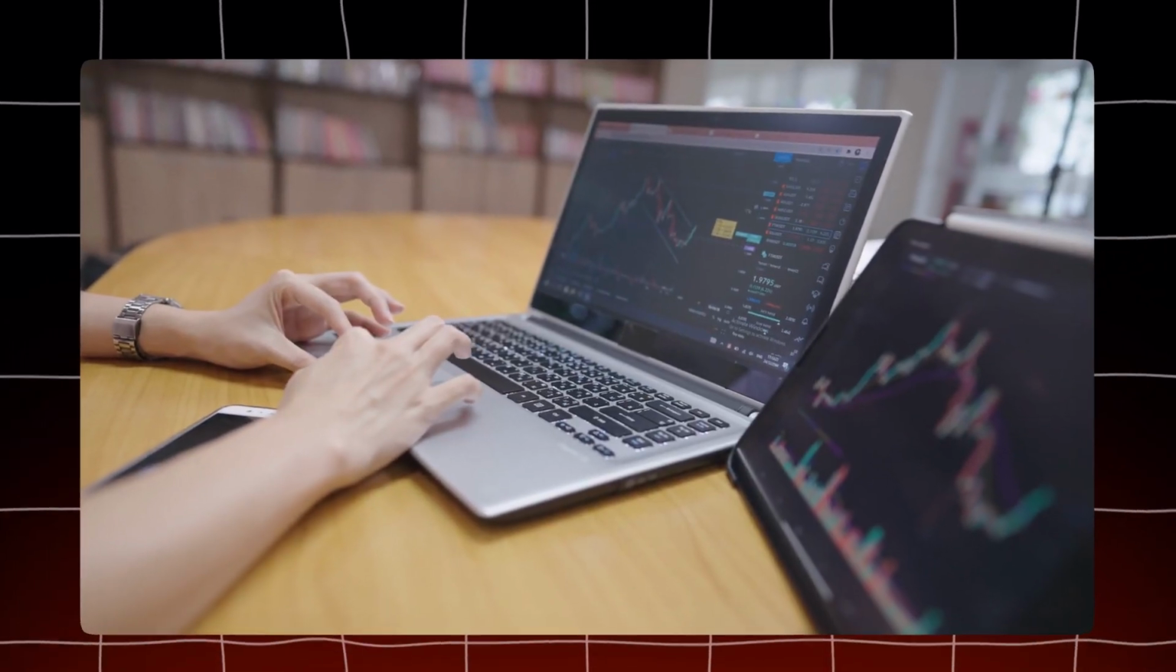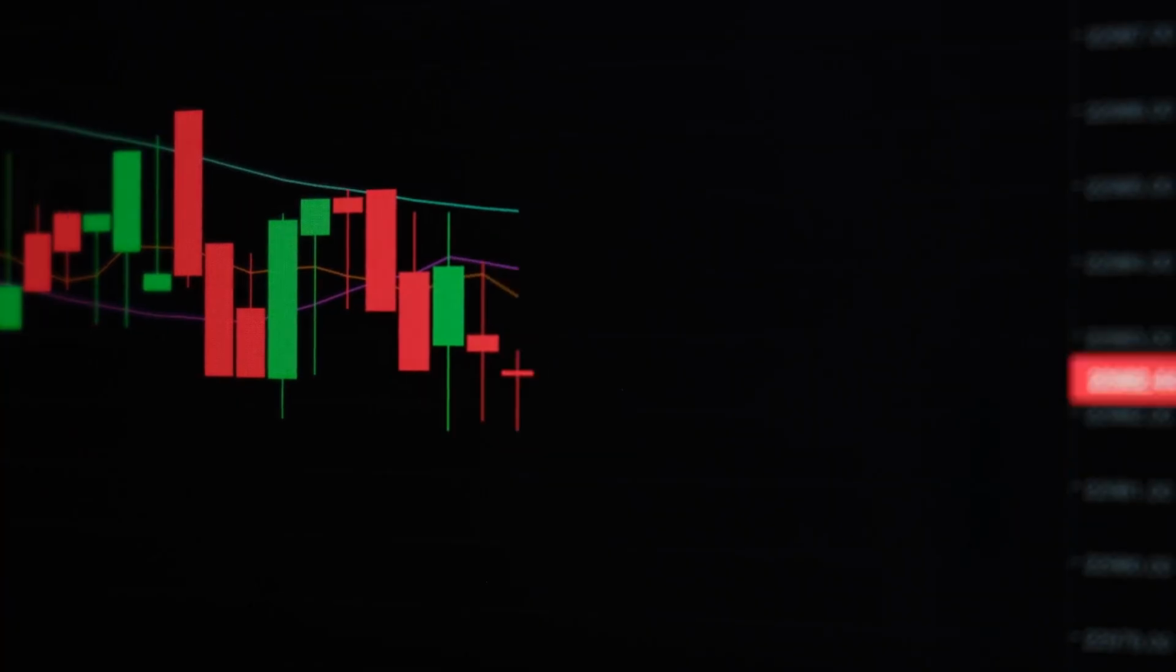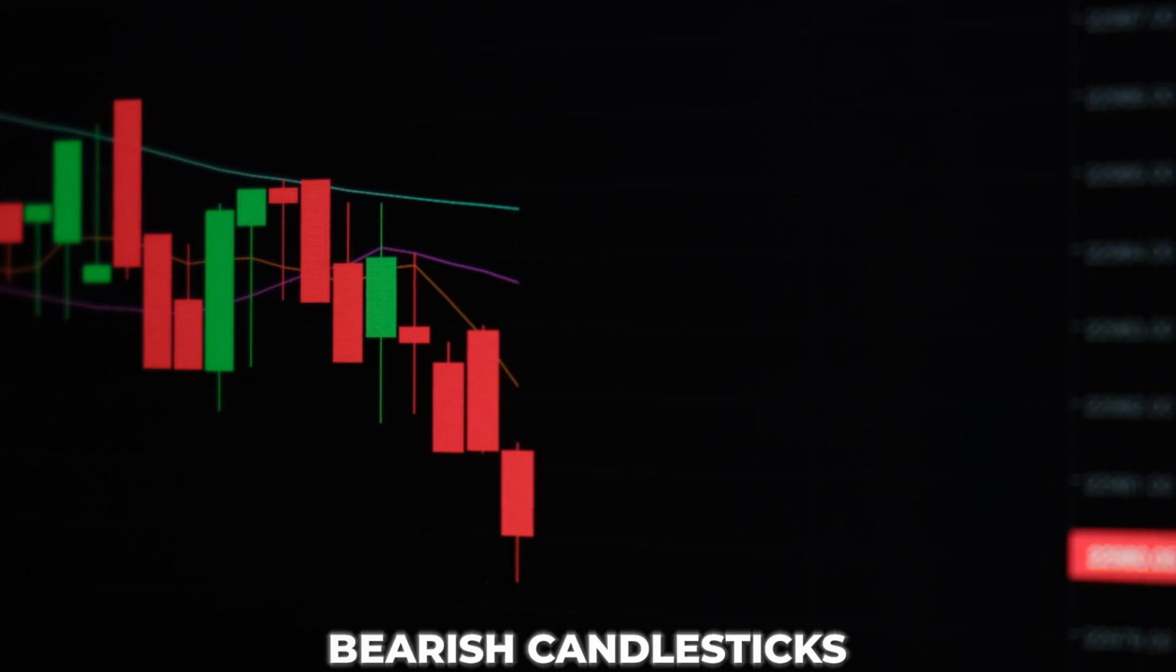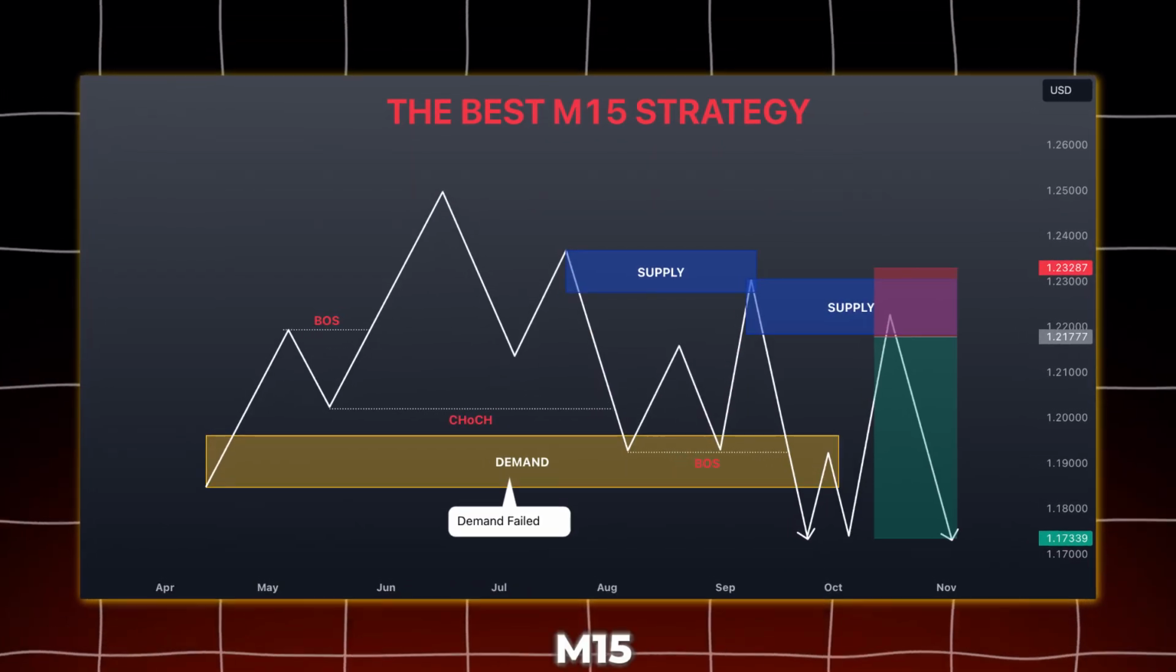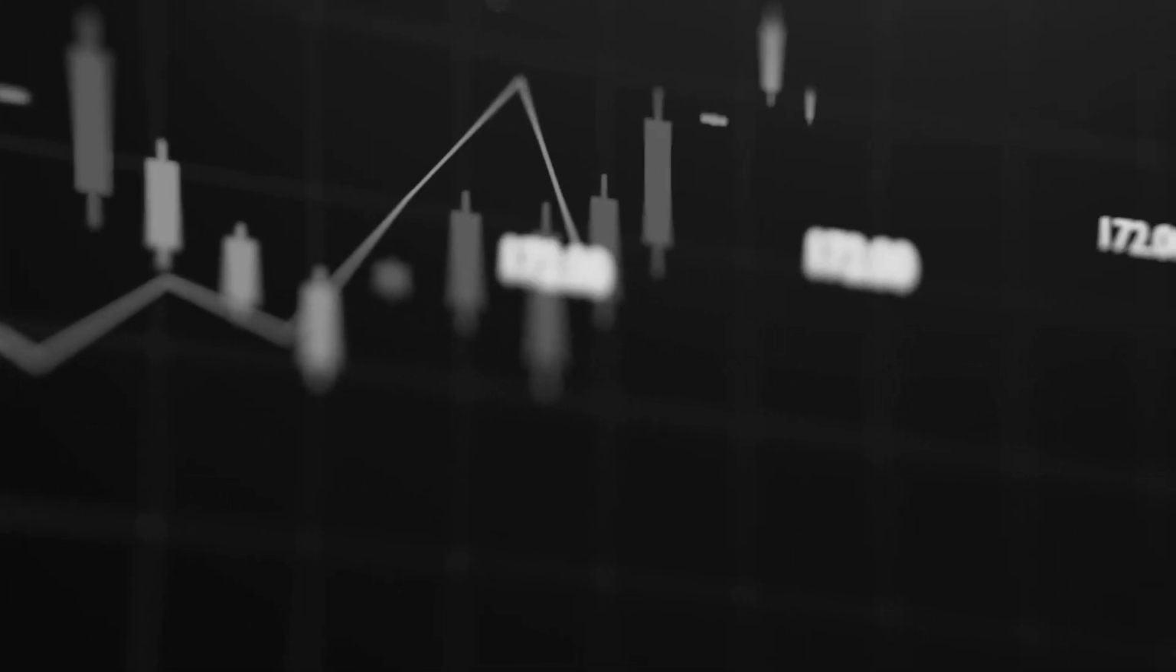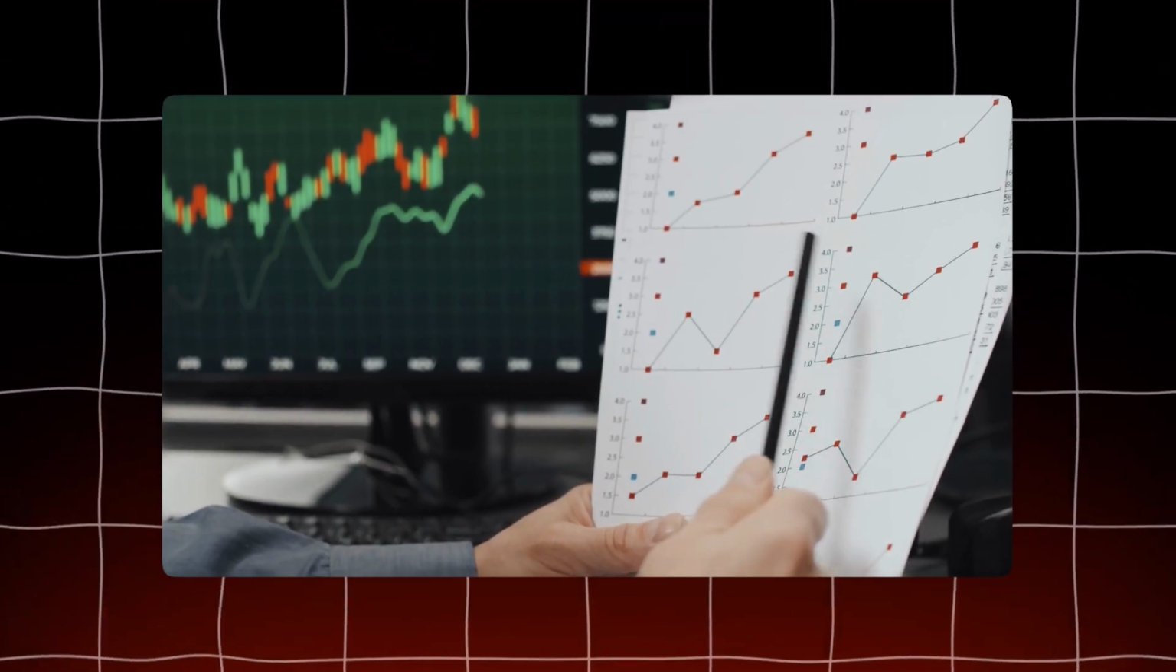I'm going to show you something right now. The following chart displays a succession of bearish candlesticks, which indicates strong selling. Even though I am doing this on the M15, you are still able to perform it on a longer time scale. In this location, we observed a great deal of pressure.